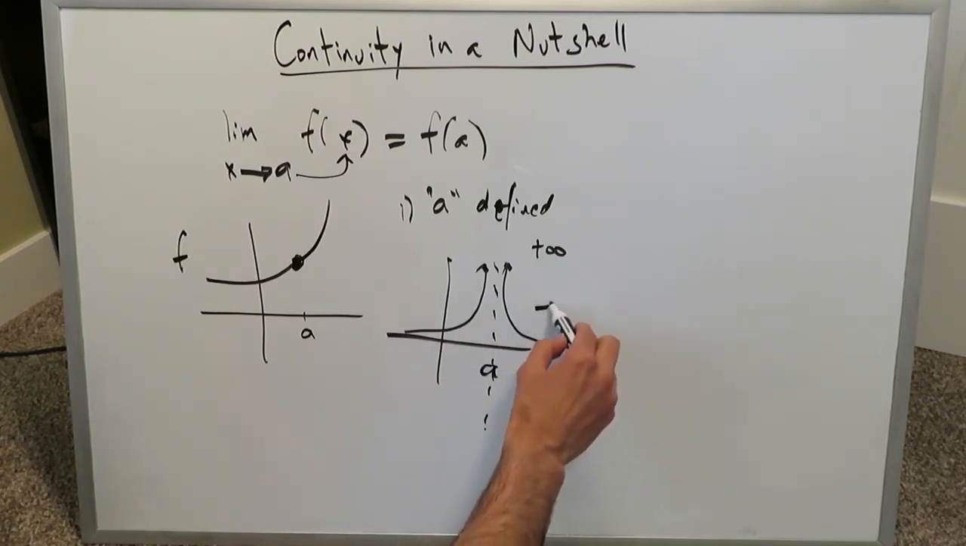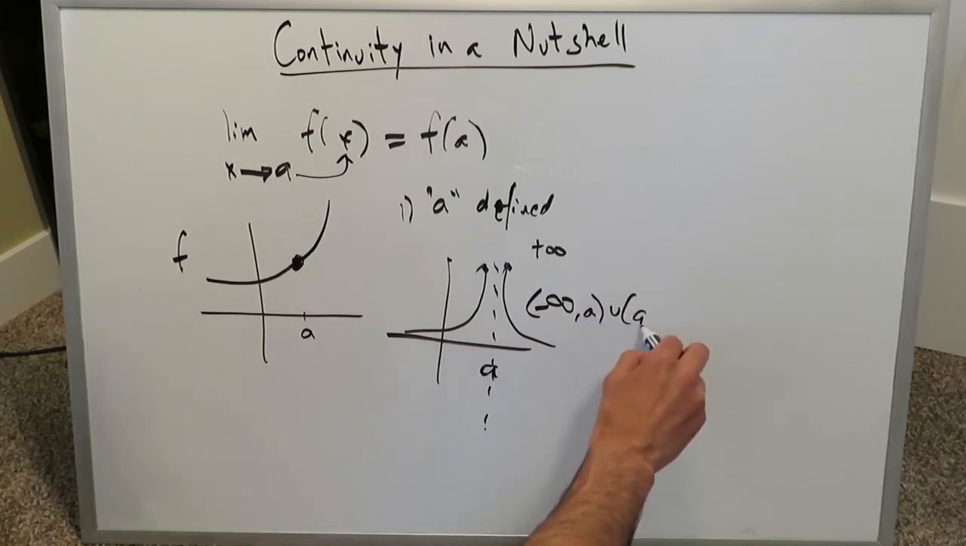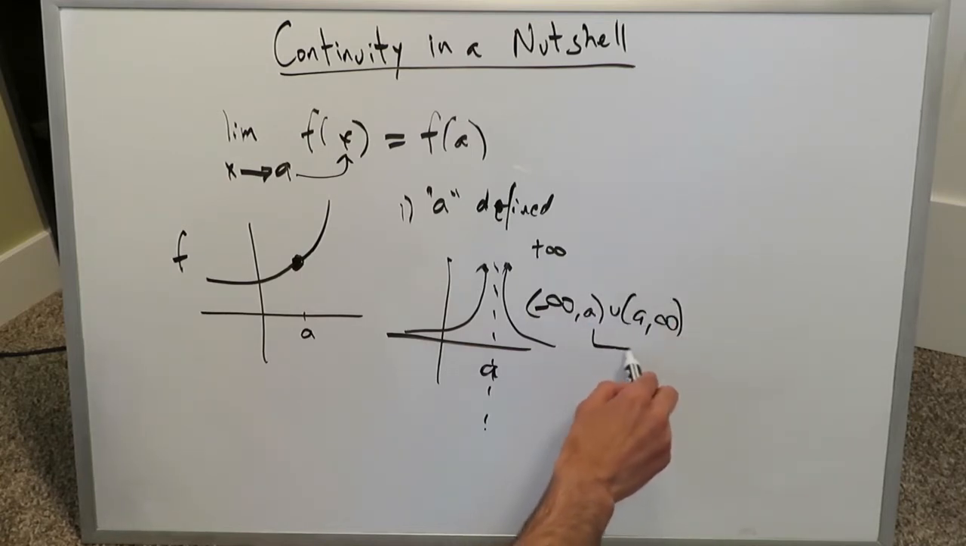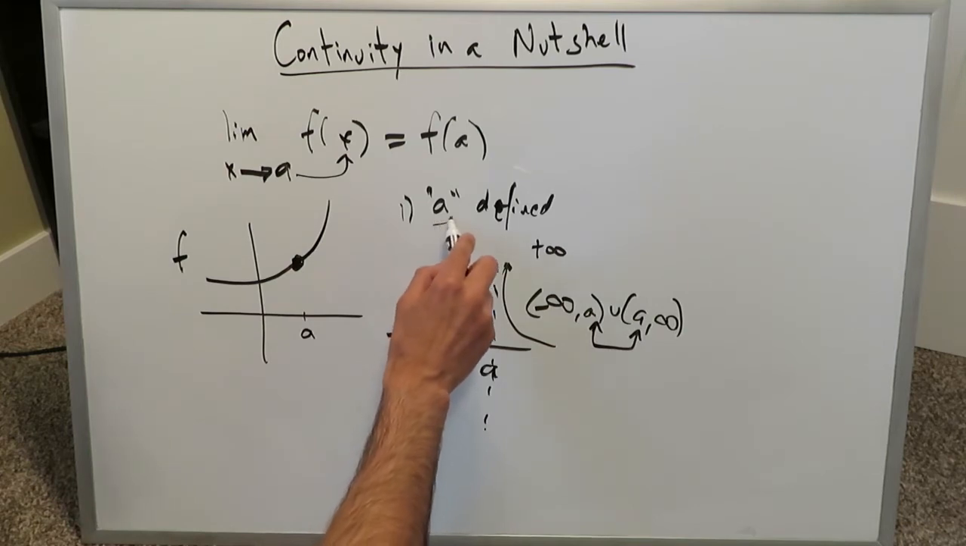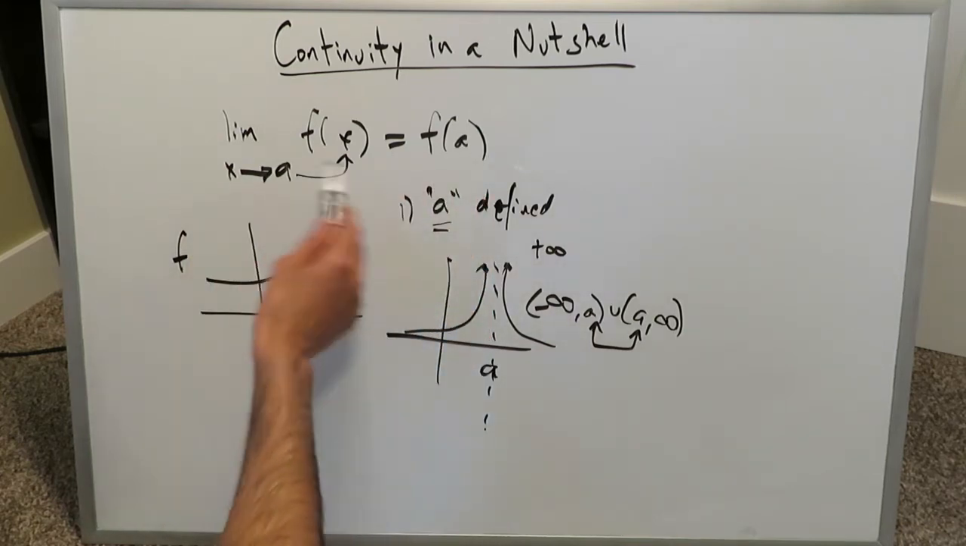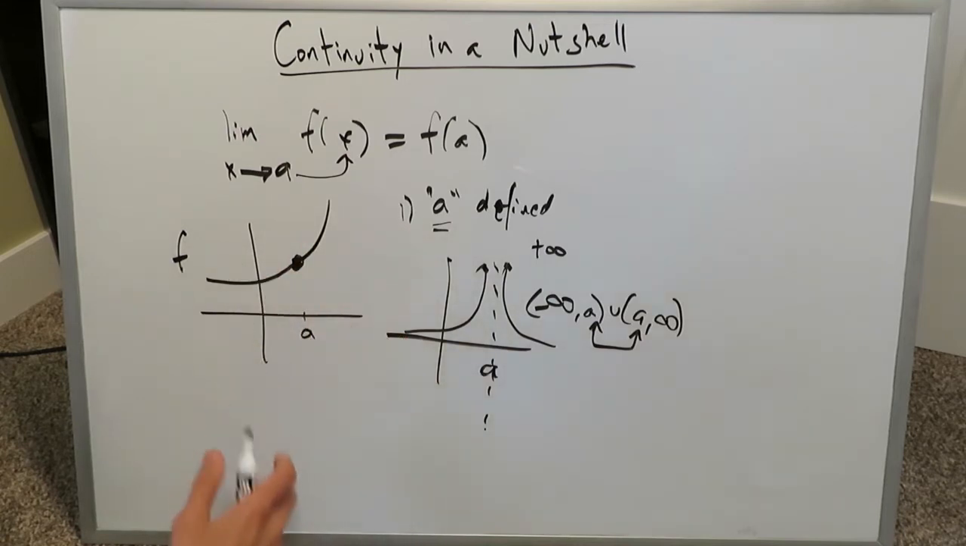This would be a situation where your domain would be something like minus infinity going up to A, and then A going up to positive infinity. But here these values of A are not literally included or part of your domain. So A must literally be defined, and it must be within the domain for this definition of continuity to work. This is just one of the three conditions that have to be met.